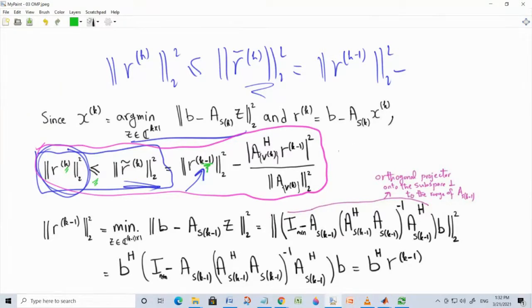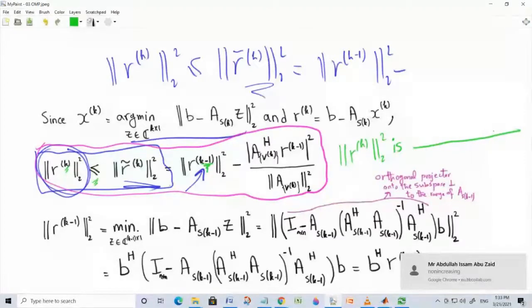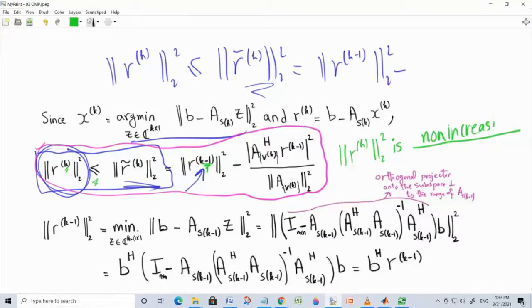So what can we conclude from here? This sequence is what? What should I write here? It is non-increasing. Perfect, non-increasing, which is a good sign. It's good. So the residual remains the same or it gets lower.